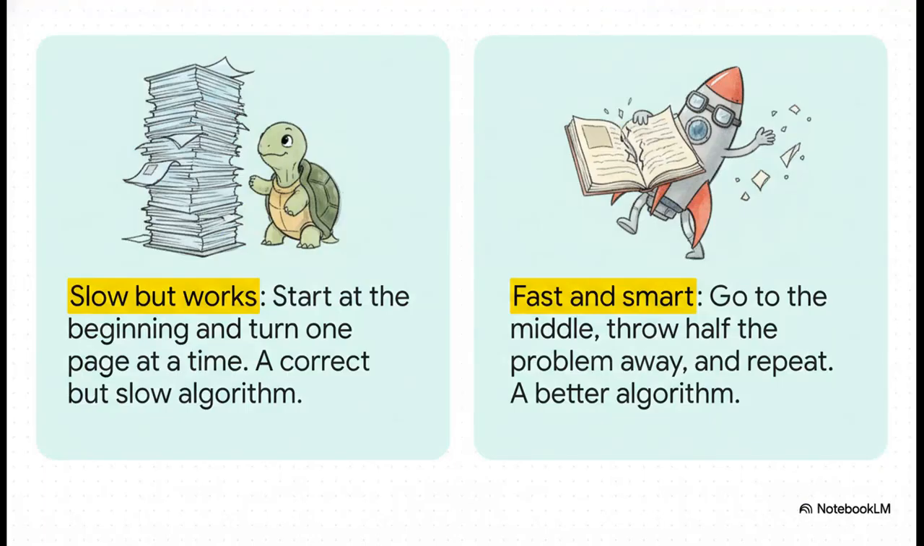To really get this, imagine you have to find a name in a massive 1,000-page phone book. Now, you could use the slow but steady method, start at page 1 and just read every single page. That'll work, for sure, but it's a really slow recipe, or algorithm. Or you could be way smarter about it. You could open right to the middle, see if the name is in the first half or the second half, and then literally throw away the half you don't need. You just keep doing that, cutting the problem in half over and over again.